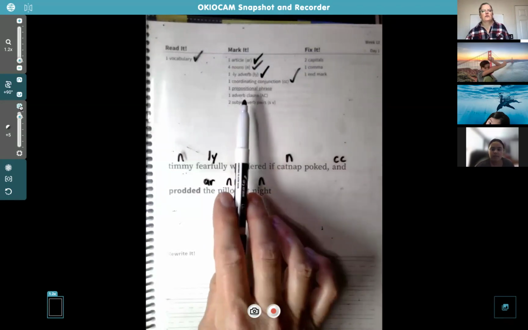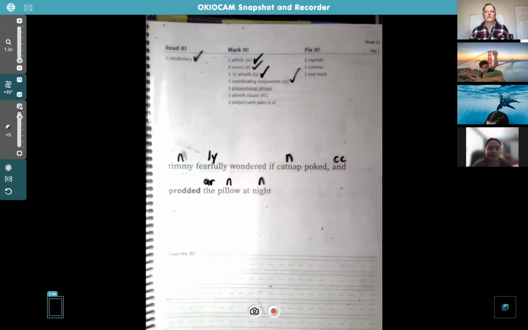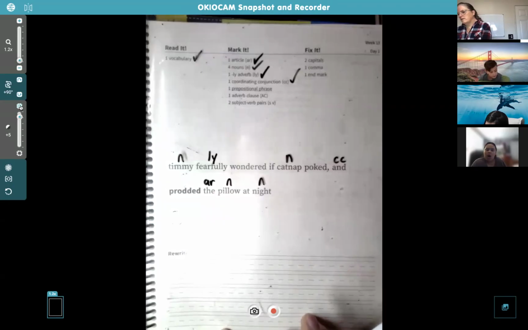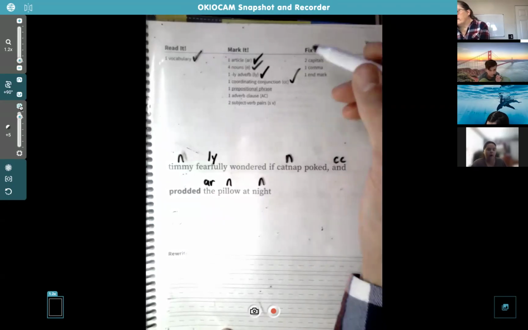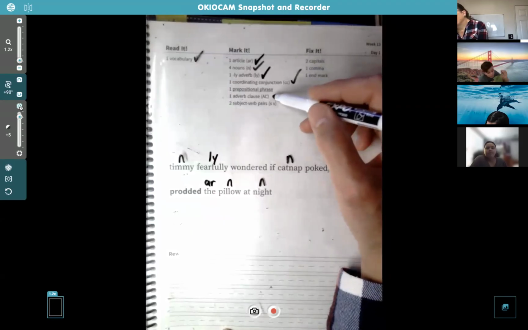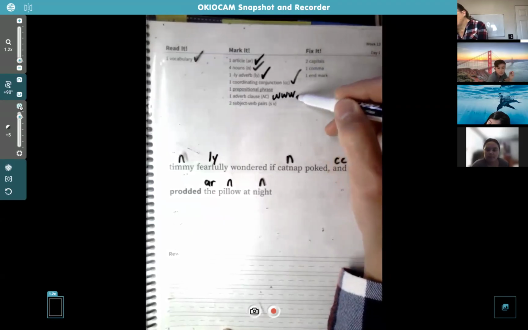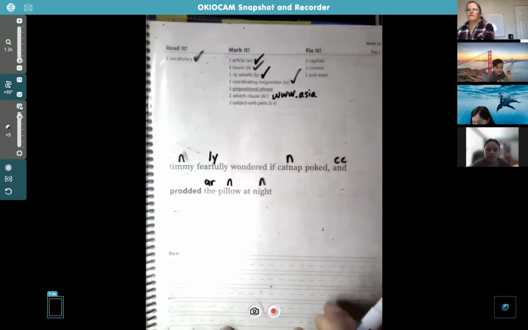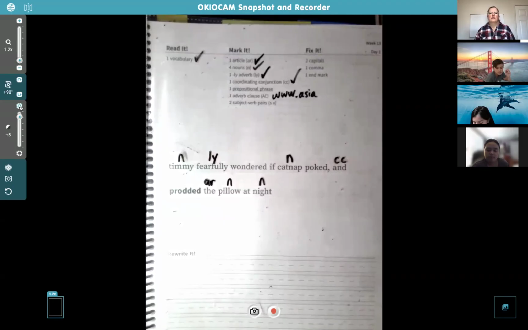Actually, let's jump down to, what about the adverb clause? What do you think, Sawyer? Where's the adverb clause? Remember, that's the www.asia. You see one of those words in here? Let me see. I'm going to write it: while, if, where, as, since. Remember what the I is for? No, I think it's at. No, it's if. If. Do you see that word?